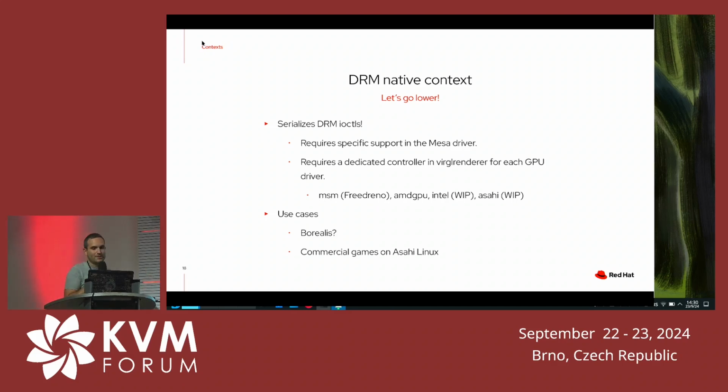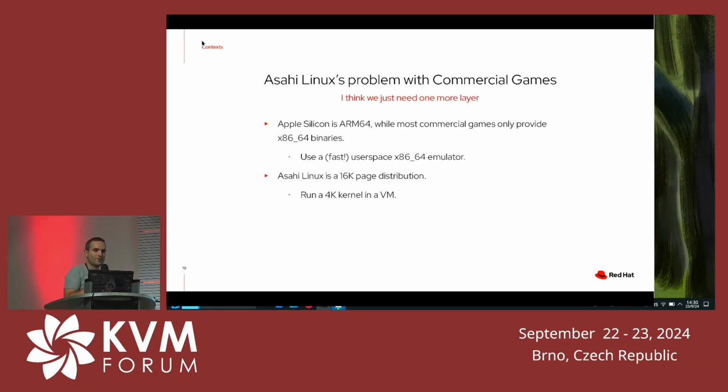Another real-world use case, which I've been involved with, is running commercial games on Asahi Linux. The problem is that Asahi Linux targets Apple Silicon devices, so it's ARM64, and most commercial games only provide x86 binaries. So we need at least a fast user space x86 emulator, because otherwise it's impossible to run them. A second problem is that Asahi Linux is a 16K page distribution, mainly because most devices in the hardware expect it to be like that, and the Linux kernel doesn't really support having dual pages.